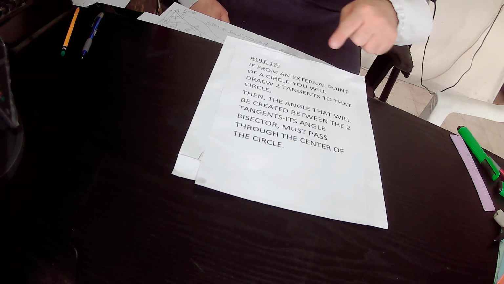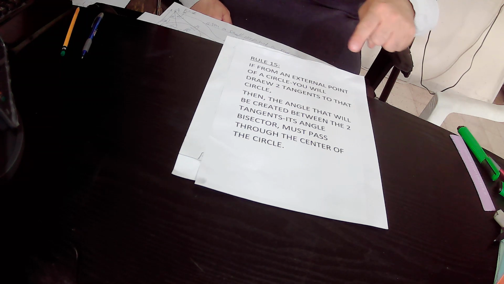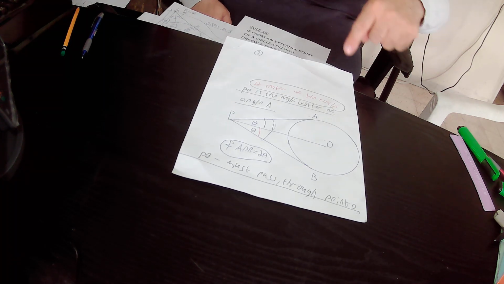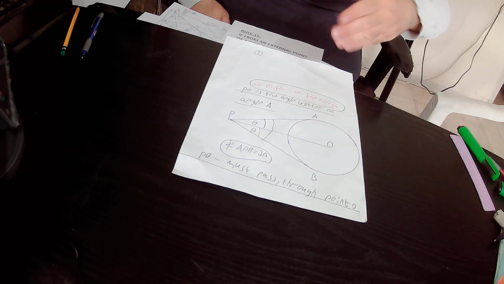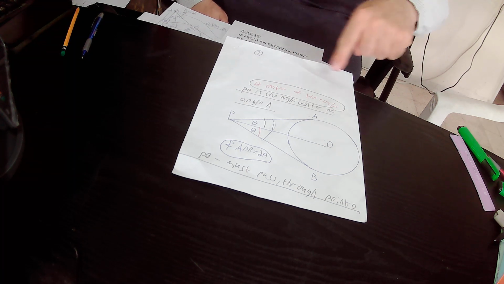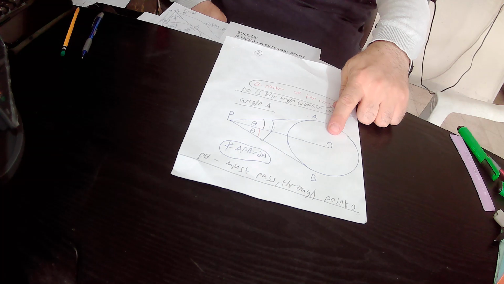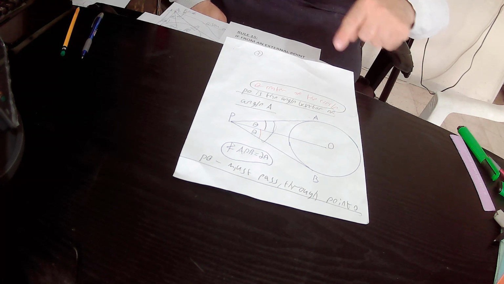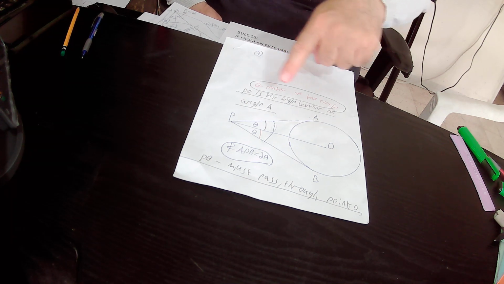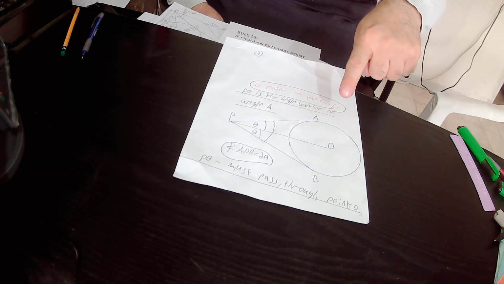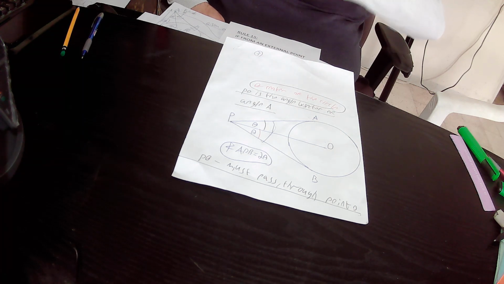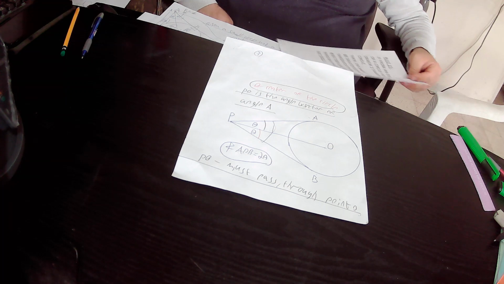So, if from an external point of a circle you draw two tangents to the circle, then the angle that will be created between the two tangents, that is to say angle APB, the angle bisector of this angle APB must pass through point O, that is the center of this circle. Again, the angle bisector that is created by two tangents is angle APB. The angle bisector of this angle must pass through point O, that is the center of this circle. So I can actually implement rule 15 in our drawing.